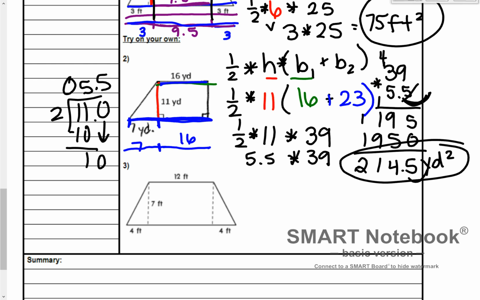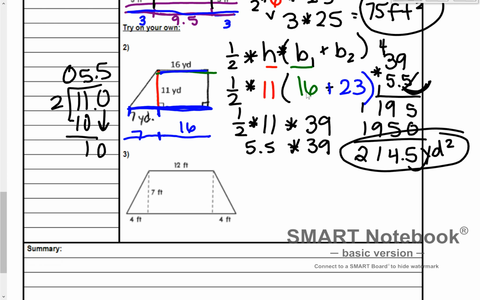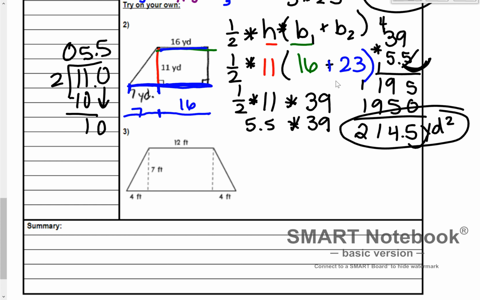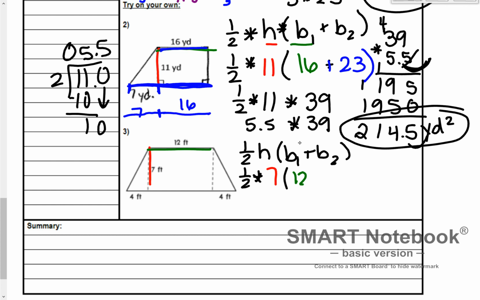All right. If you haven't already, pause the video, try number 3, and then resume the video to check. Again, I'm going to use that formula, so if you want your work to match mine, use the formula. If not, that's fine. Just check to make sure our answers match at the end. All right. 1/2 times height times base 1 plus base 2. We'd have 1/2 times 7. Base 1 is 12. Base 2, I've got to do some math.